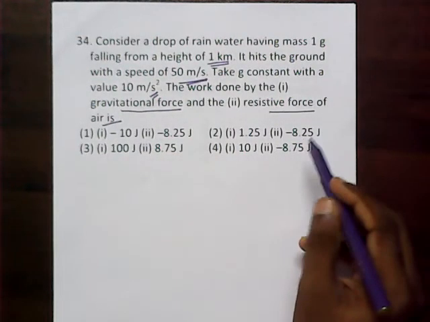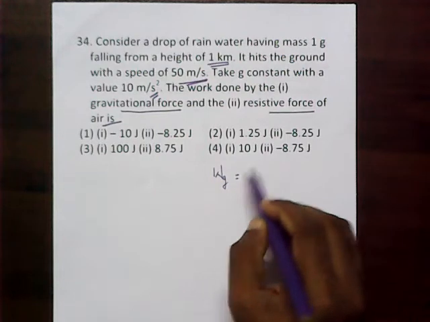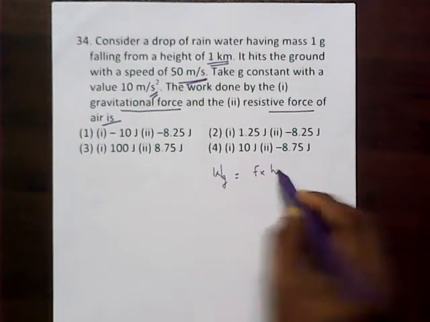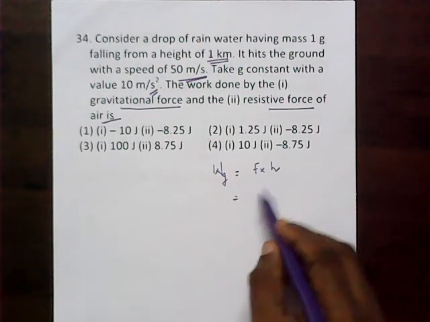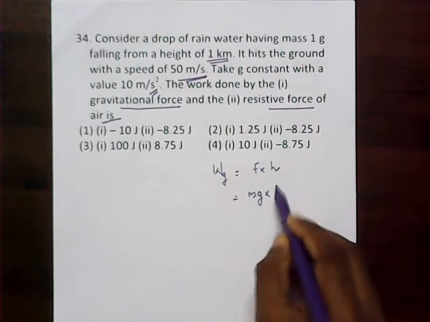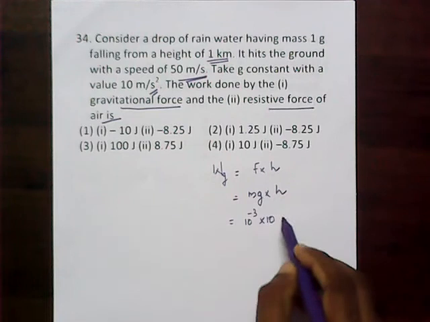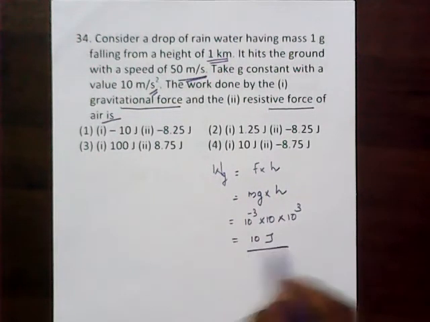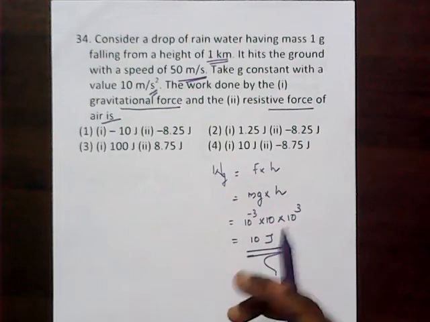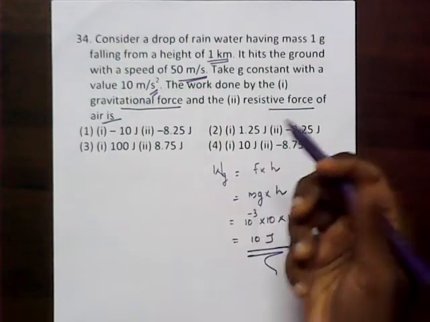So it is so simple to find the work done by gravity. The force into displacement, it has the same direction as that of the force. Hence we can say mg into h. The mass is 1 gram, 10 raised to minus 3, into 10 into 1 kilometer. So you get the value as 10 joule. But there is no information regarding the resistive force given by the air.